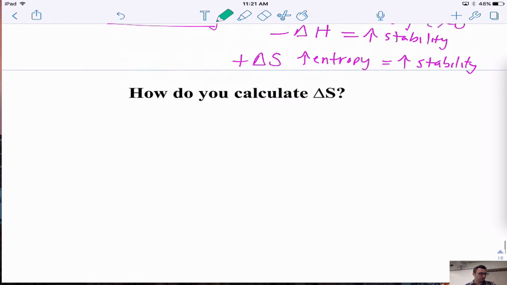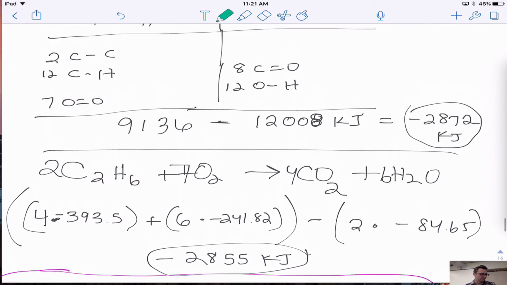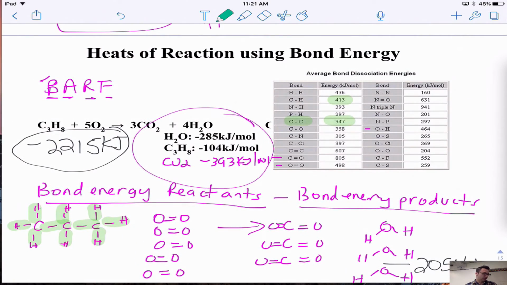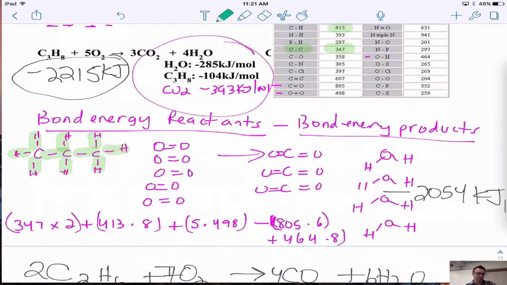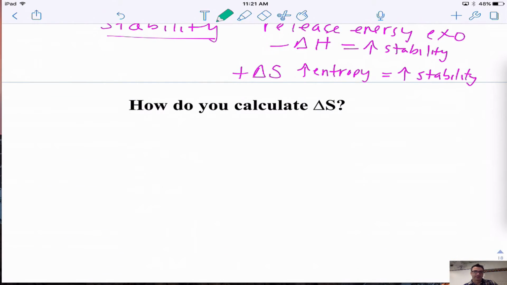And in fact, we could even use the reaction that we used up here. This was some work that we did in class. But we could even use the reaction that we did over here where we have C3H8 plus 5O2. So let's go ahead and do that so that we can calculate delta S for that.